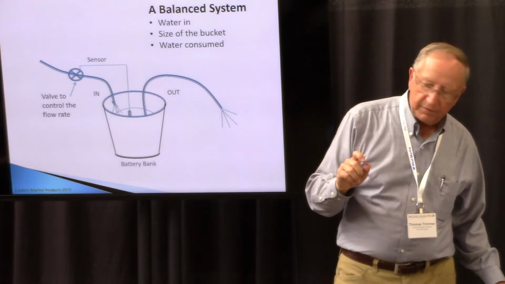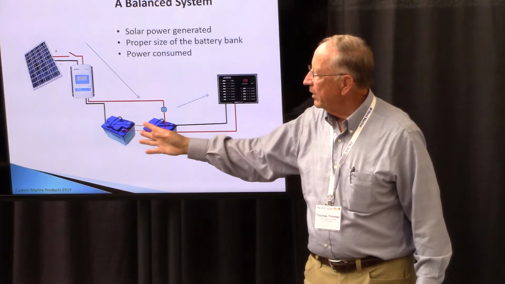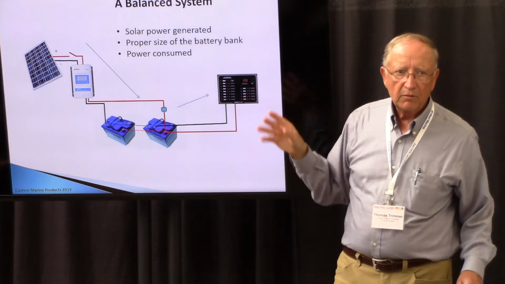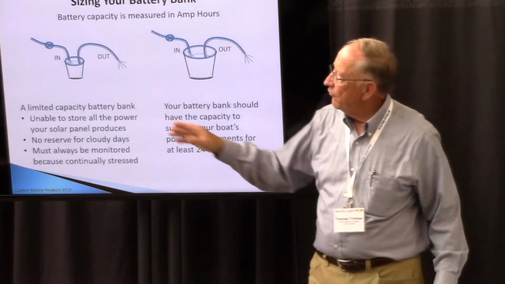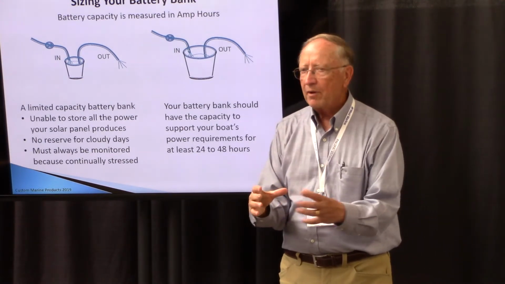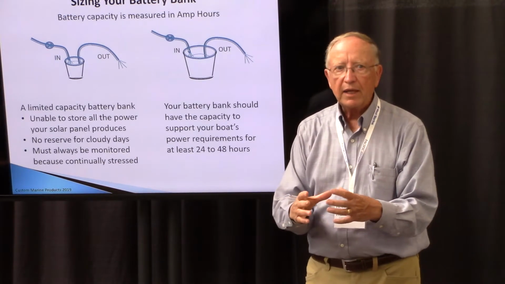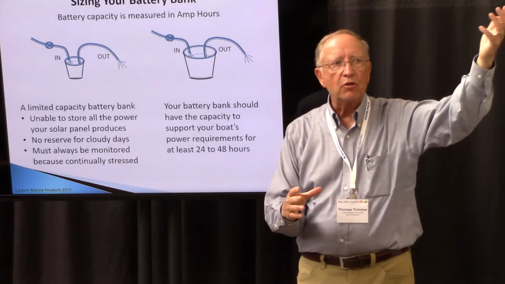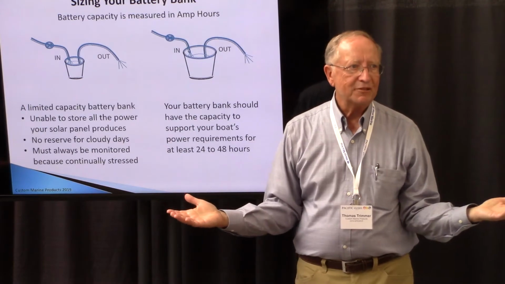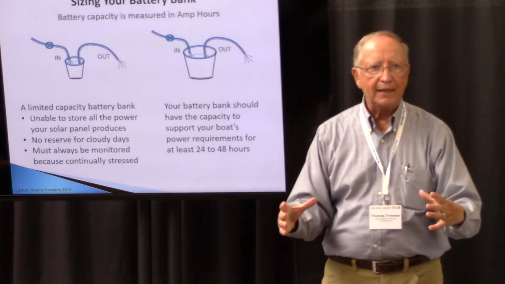Our solar system is the same. We've got solar power coming into our bank, and we have our appliances pulling things out of the bank. So if our battery bank is too small, it's like having too small a bucket. And if I've got a lot of solar power to put in, but I've got a little battery or a little bucket, there's no place to put it. It's a waste. It's a complete waste. Whereas if I have a bigger bucket, I can take more water in.